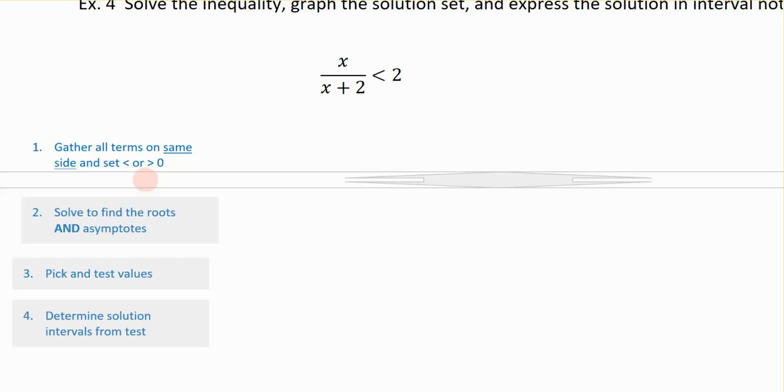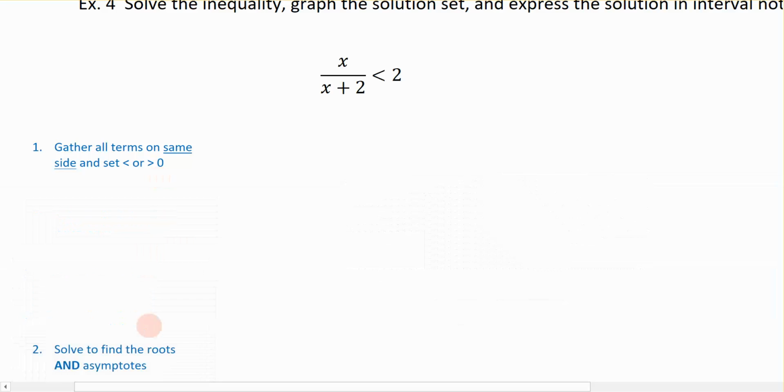So, I'll give myself some room down here. What I have is x over x plus 2, and I'm going to subtract 2 to the left-hand side, and I'm setting that less than 0. Now I gave myself some room here because remember that when I add or subtract fractions, I have to have a common denominator. Well, the only denominator that I have here is x plus 2. So to this number here, we have to add a common denominator of x plus 2 over x plus 2.